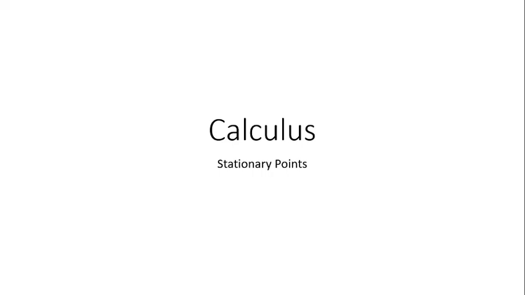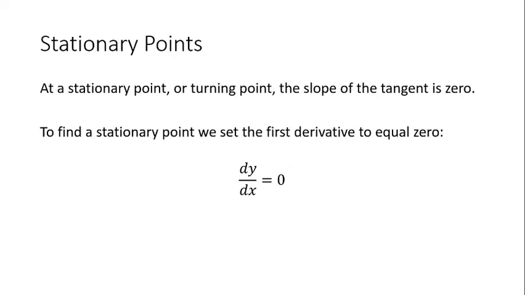In this video we'll take a look at stationary points. At a stationary point or a turning point, the slope of the tangent is 0. So to find a stationary point we set the first derivative to equal 0, dy/dx equals 0, and then we'll solve to find the x values of the stationary points.